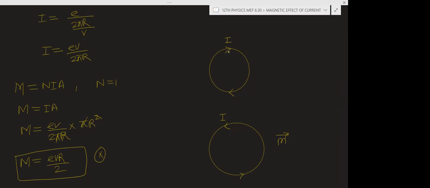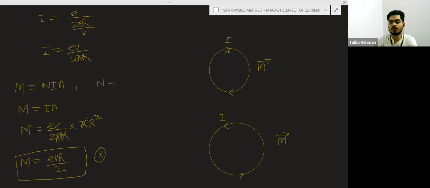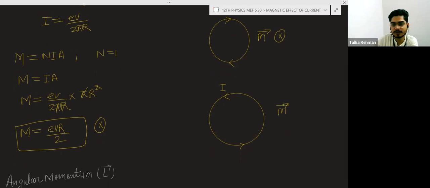No, not on the loop. Actually, you are first using these four fingers. You are just curling your four fingers, and automatically the thumb will give you the direction. Don't think like that; you should think that you curl your four fingers along the sense of the current. Current can be like this or like this. If the current is like this, your thumb will be outward. If the current is like this, your thumb will be towards you. So in this case, the direction of the magnetic moment will be inwards. In this case, the magnetic moment will be outwards.